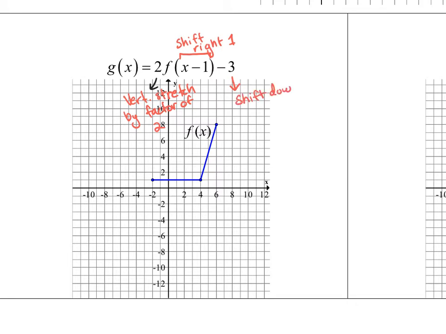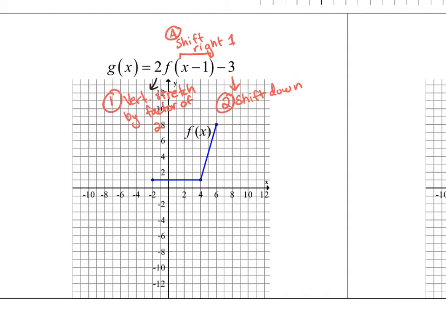shift down. Now in terms of order, horizontal and vertical are independent of each other. They don't affect each other. So you might start with the shift right, and I'll maybe label my horizontal transformations A, B, C, and then you could do the vertical stuff. So let's label them 1 and 2. Now you can do horizontal first or vertical first, but within the vertical you need to follow this order, the stretch and then the shift.